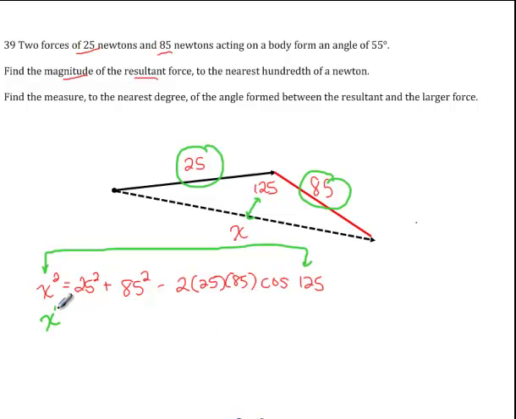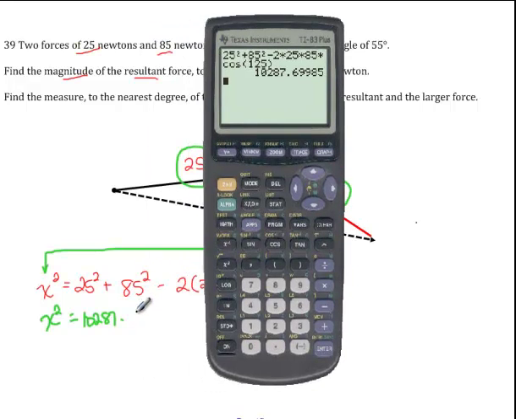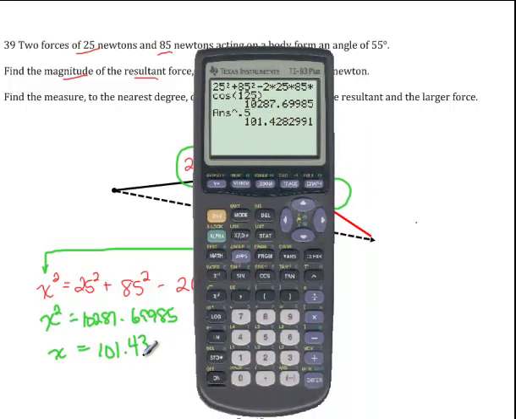Now, all we have to do is the math. So let's pull our calculator out here. 25 squared plus 85 squared minus 2 times 25 times 85 times the cosine of 125 gets me 1,287.69985, but that's what x squared is, so I'm going to take the square root of that. So x must be 101.43, and where do they want me to round to? To the nearest hundredth.